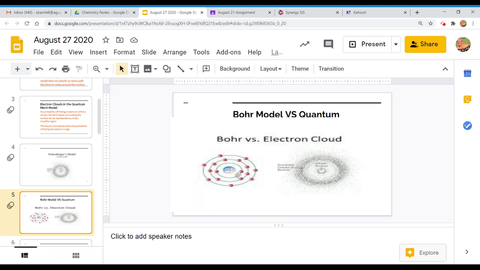Bohr did have the right idea, though, about the different energy levels, and again, that's how our periodic table is arranged. The first energy level is the first period on the periodic table. So energy level 1 is period 1 on the periodic table. So the first period is hydrogen and helium, and hydrogen has 1 electron, helium has 2, and that corresponds to the first energy level.